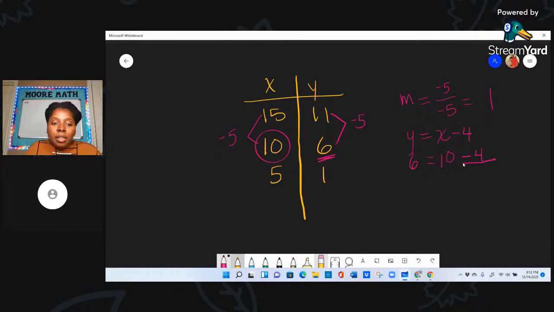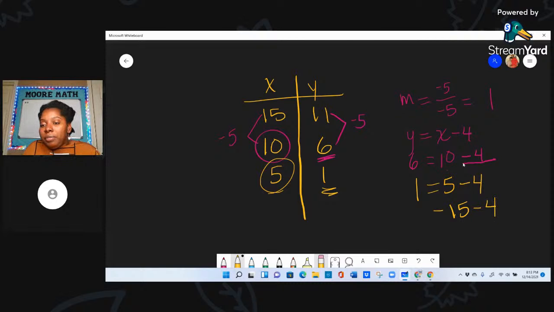Now let's see if that works for all of these. I put in 5. I subtract 4, and 5 minus 4 is 1. Good. That's what we wanted. Try 15. I put in 15. I subtract 4. 15 minus 4 is 11. You see it? Yeah. Excellent. Let's do another one.